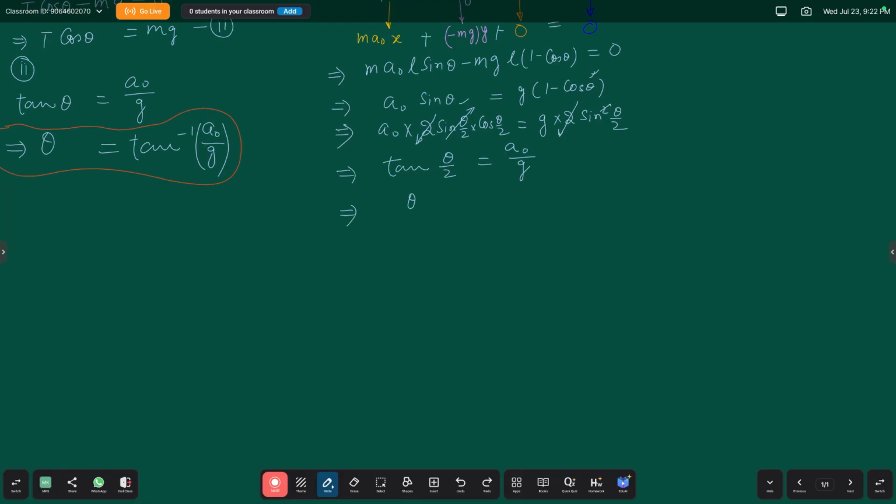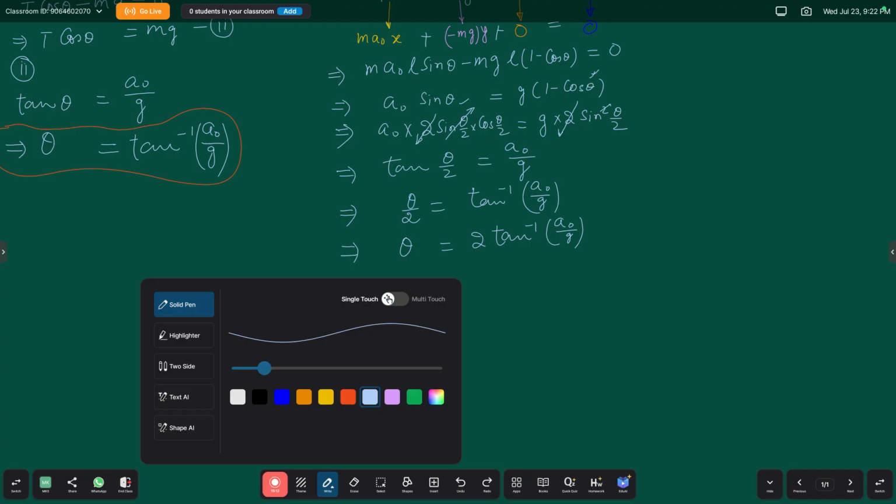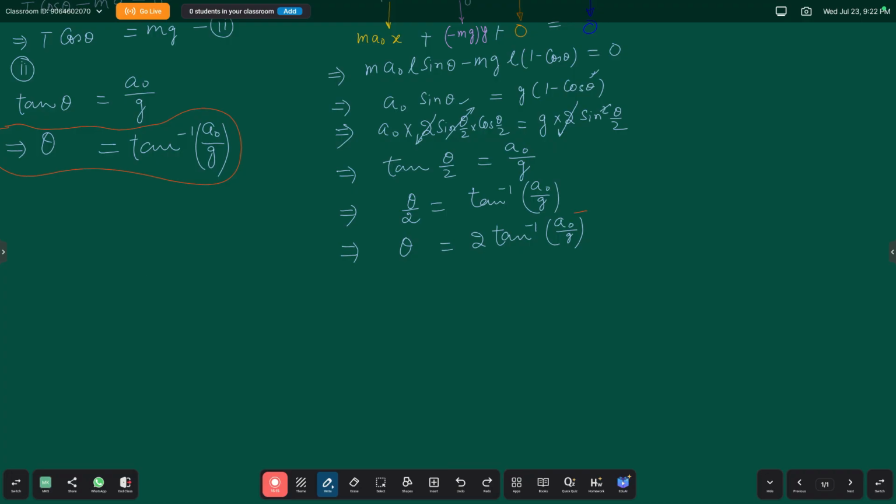Therefore, theta by 2 is equal to tan inverse a naught by g. Theta will be 2 tan inverse a naught by g. This will be your answer for the second question. So these two are your answers.